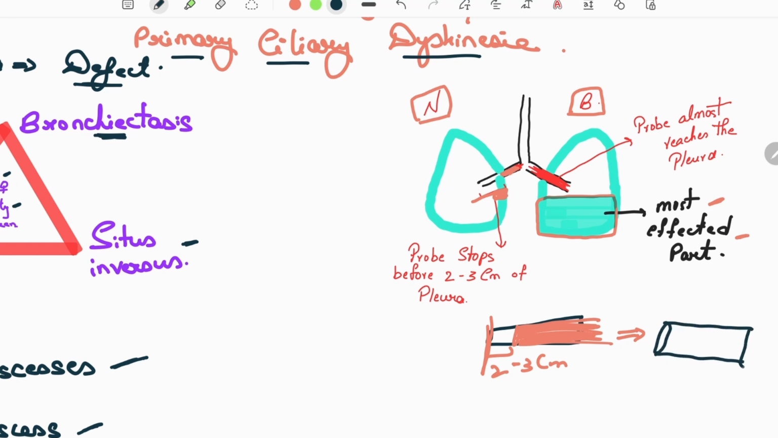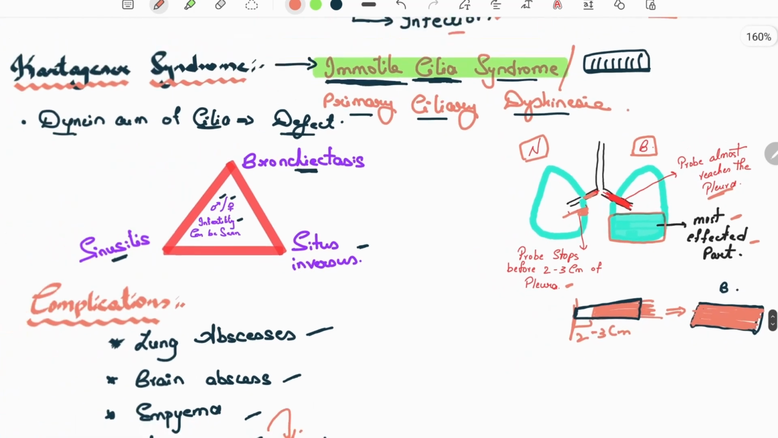So this is the normal, where there is somewhat of a constriction here. In this picture, in the bronchiectasis condition, there will be dilatation. Because of this dilatation, the probe enters the complete area and reaches the pleura. So the probe will reach the pleura in the bronchiectasis condition. In the normal condition, the probe will not reach the pleura. So this is all about bronchiectasis.